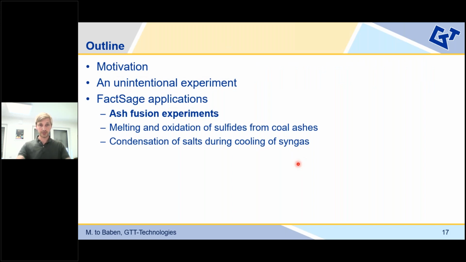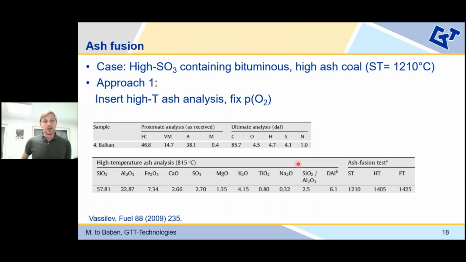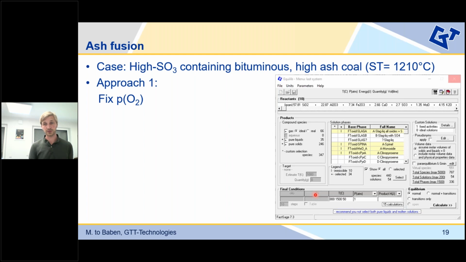Okay, let's start with the first experiment, the first real application, the ash fusion experiment. I was considering here a high sulfur containing and high ash coal, which has a softening point of 1290 degrees C. This is the Balkan coal sample from the Vasilev paper. In the first approach, I only insert the high temperature ash analysis, which is given here, and I fixed the oxygen partial pressure. This is rather easily done, and then I calculate at temperatures 800 to 1500 degrees C the melting behavior of the ash.